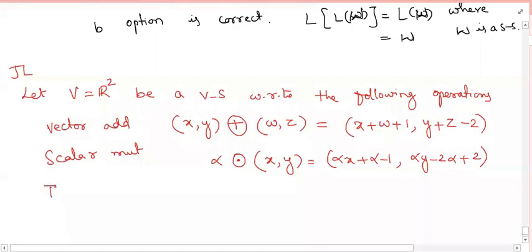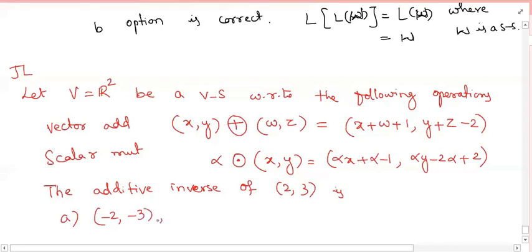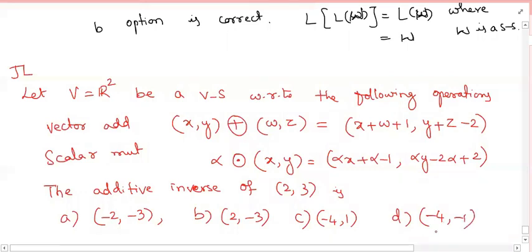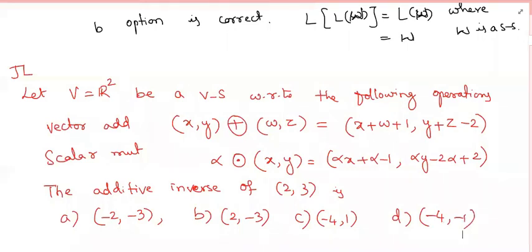So now the question is: the additive inverse of (2, 3) is: A, (-2, -3); B, (2, -3); C, (-4, 1); D, (-4, -1). Answer in the chat box. Okay, use the chat box and tell me.